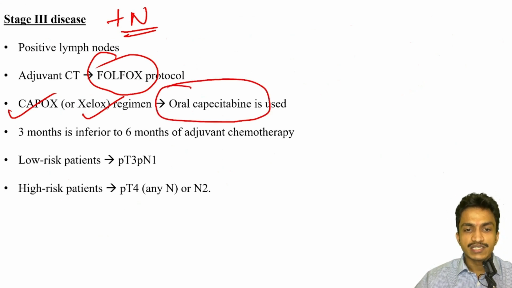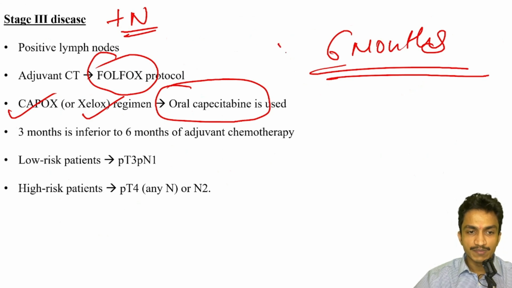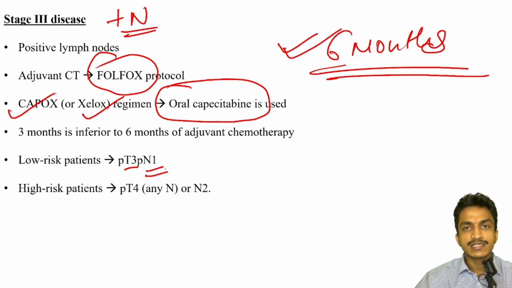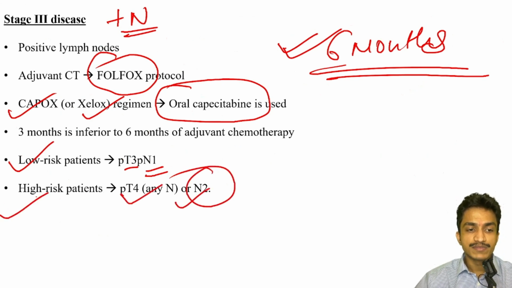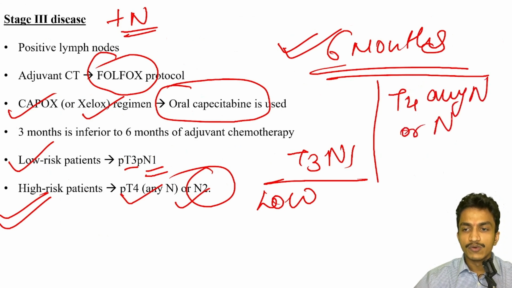Now, various studies have proved that 3 months is inferior, so in colorectal tumors we usually give chemotherapy in the adjuvant setting for 6 months. Now if it is a T3 disease, that is only invasion into the pericolorectal tissues, with lymph nodes 1 to 3, then usually it is a low risk patient. If it is T4 with N1 or N2, then it becomes a high risk patient. So T3 with N1 is low risk, and T4 with N1 or N2 disease becomes high risk.